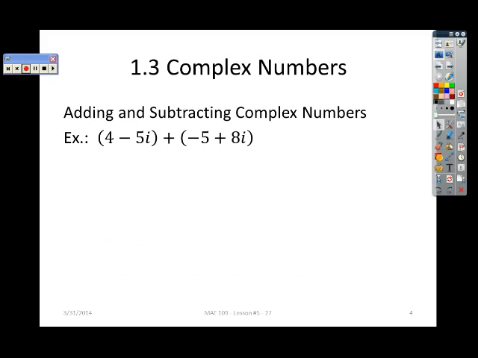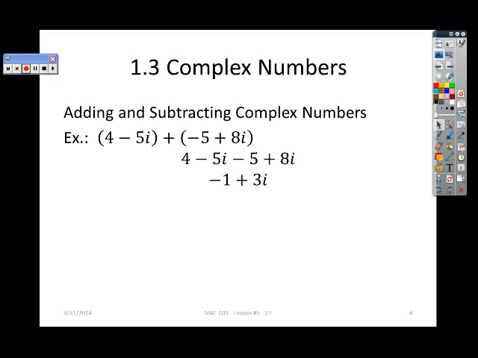So let's add these two complex numbers. We're going to add the 4 and the negative 5 because those are like terms. We're going to add the minus 5i and the plus 8i. So 4 and minus 5 give minus 1, minus 5i and plus 8i give plus 3i. And that's the answer.